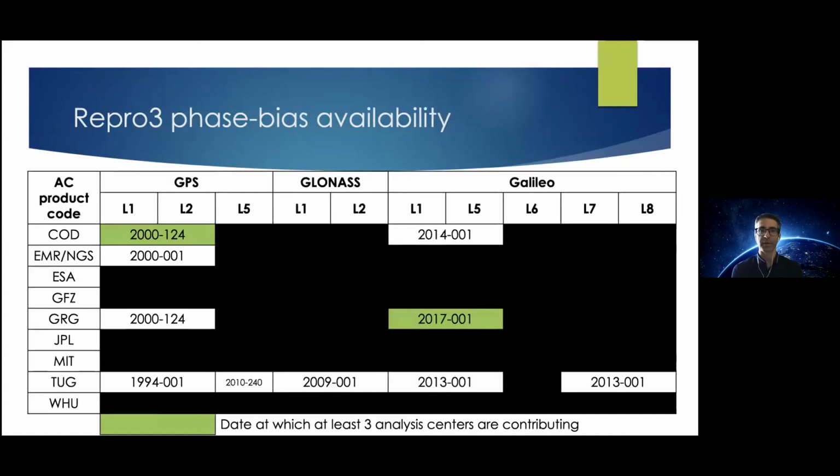In terms of phase bias availability, we have 4 analysis centers who provided phase biases for GPS, 1 for GLONASS, and 3 for Galileo. If we consider that we need at least 3 analysis centers for a proper redundancy for a combination, then that means that we would be able to provide in Repro3 the GPS L1 and L2 phase biases starting in the year 2000, day of year 124, which is the day where selective availability was turned off. And the Galileo L1 and L5 phase biases starting in the beginning of 2017.